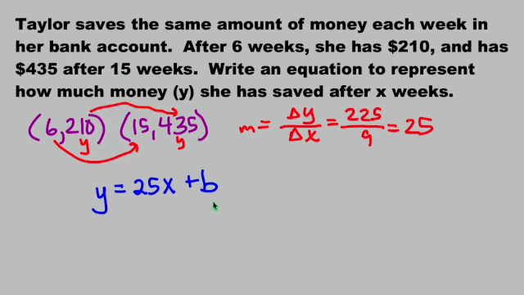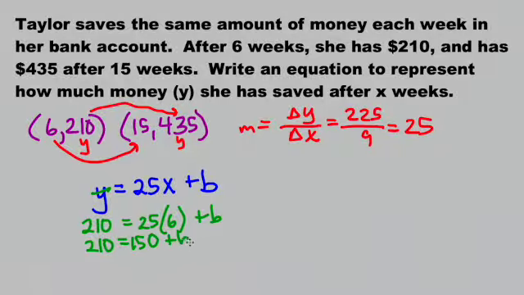To find the y-intercept, what we would do is use one of the 2 points. I kind of like the first one better. Smaller numbers, once again, is my usual rule here. So y is going to be 210, x is going to be 6, and then plus b. Well, 6 times 25 would be 150. So 210 equals 150 plus b. And then if we subtract 150 on both sides, we get 60 equals b.